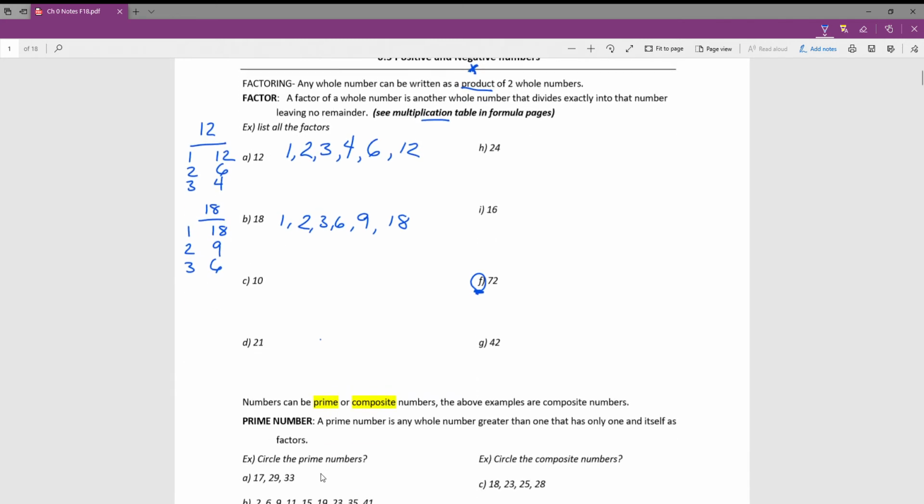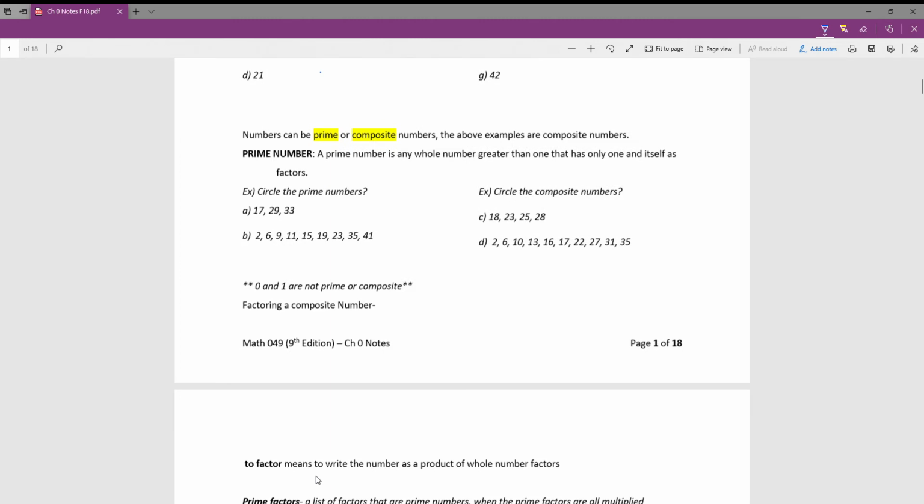So the next bit on the notes is about how we classify numbers. And we can classify numbers as either prime or composite. So basically, prime numbers only have 1 and themselves as factors. They don't have any other factors. Prime numbers would not be on that multiplication chart.